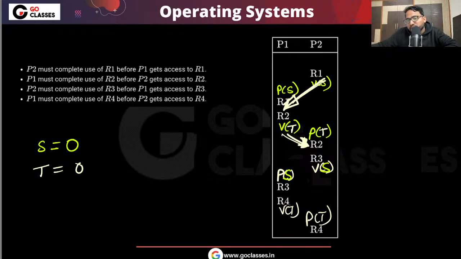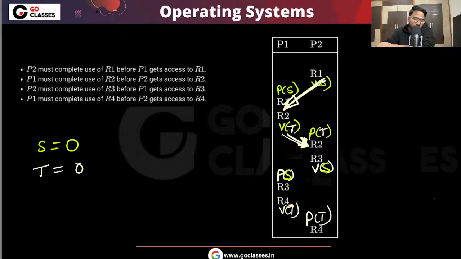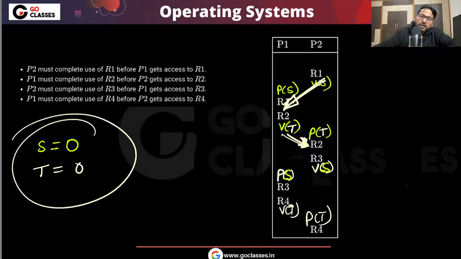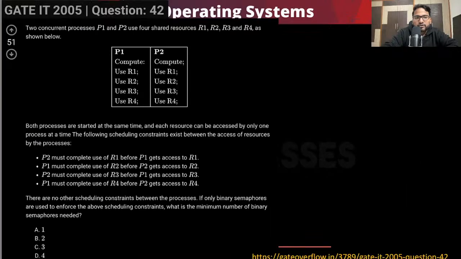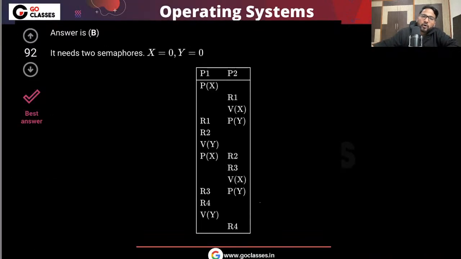Why can you use p of t here? Because this v of t will only enable this, right? Can this p of t enable it? Obviously no, because this must have been consumed with this, right? So only two semaphores are okay. This is a very good problem, which was asked in GATE 2005.